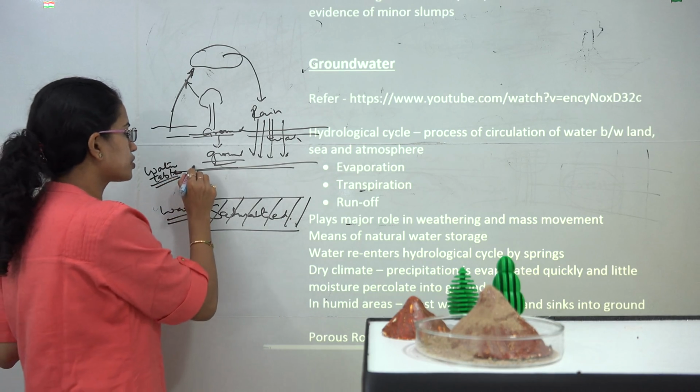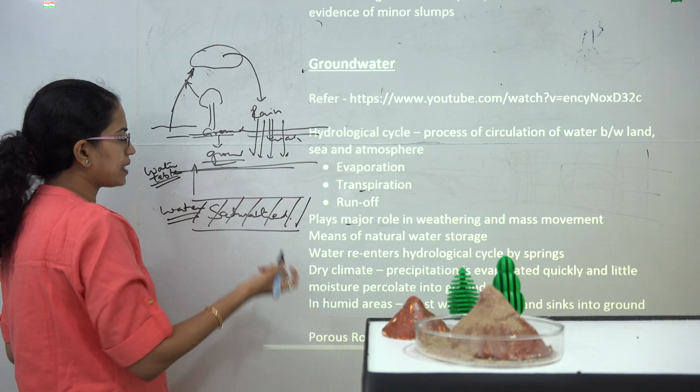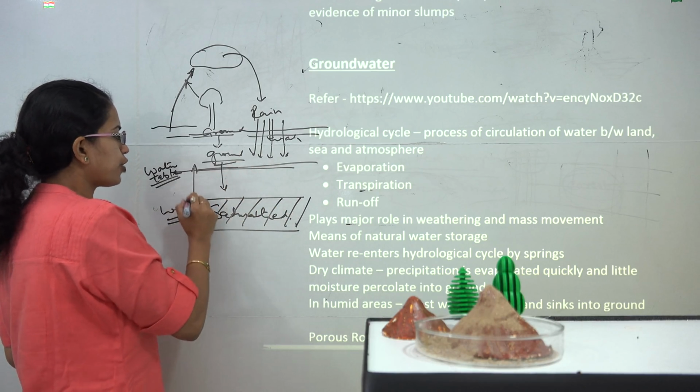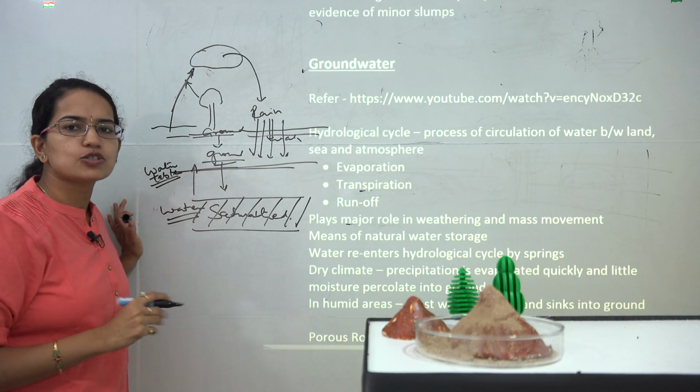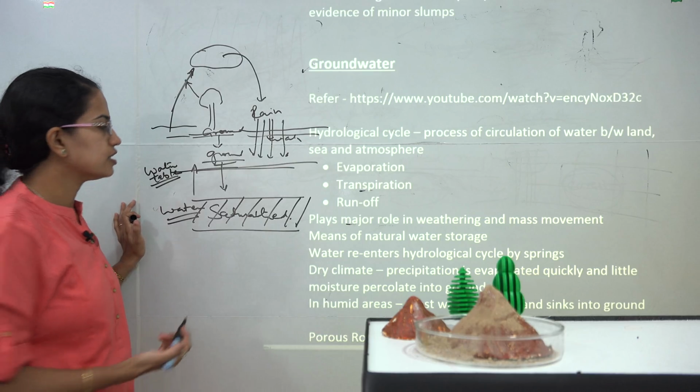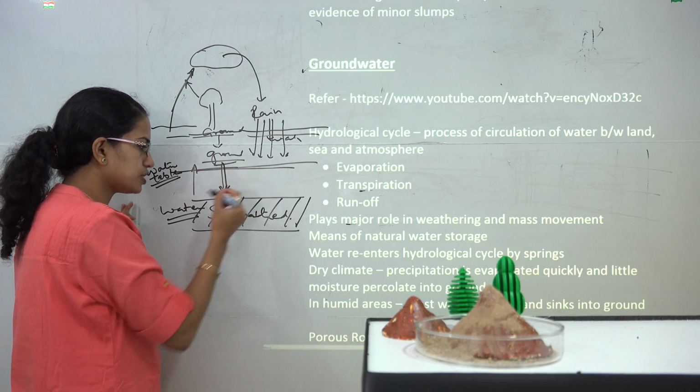So what would happen during the rainy season? This water table would go up. During the dry periods, there would be scarcity of water and the water table will go down. Water table goes up, that means you have more water available and the groundwater is highly saturated. During the dry seasons, it goes down.